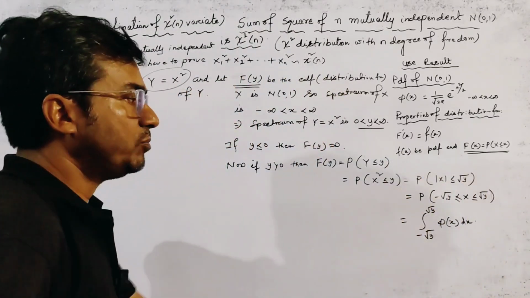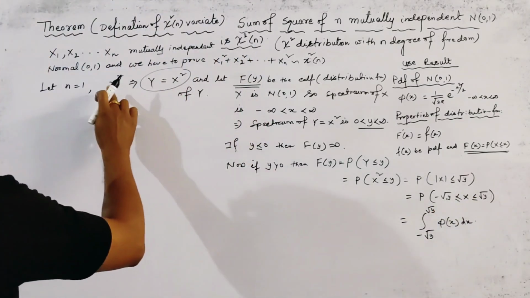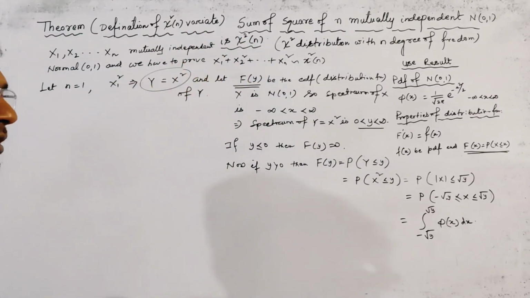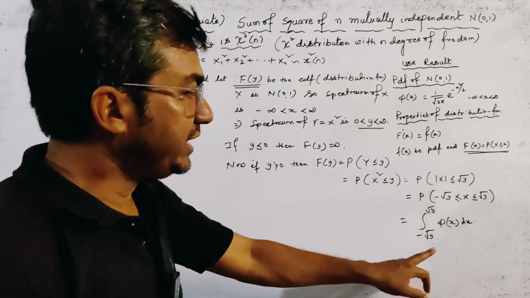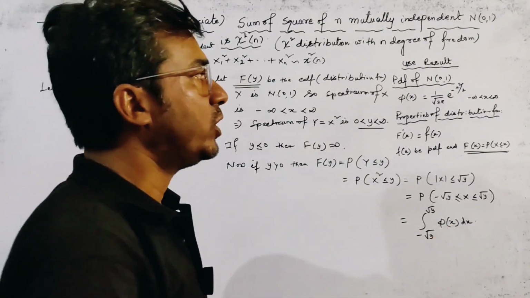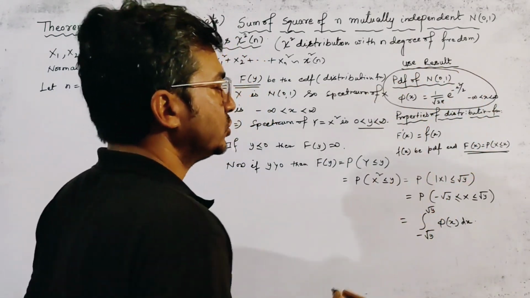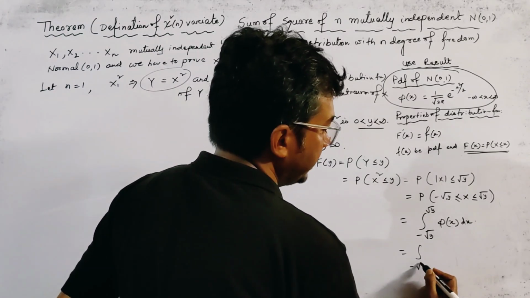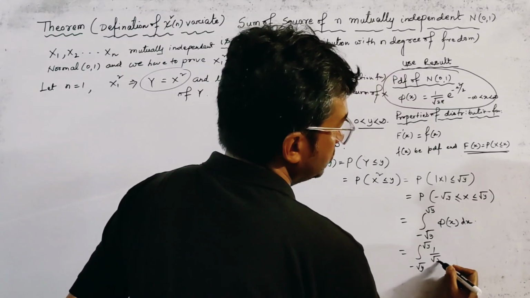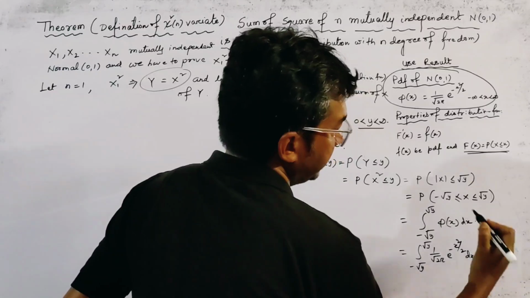What is phi x? Phi x is the PDF of x. Here every x, that is x1, x2, xn, is normal 0 1, and generally the PDF of normal 0 1 is denoted by phi of x. We wrote the PDF of phi of x already. So we put the value here, minus root y to root y of 1 by root 2 pi e to the power minus x square by 2 dx.